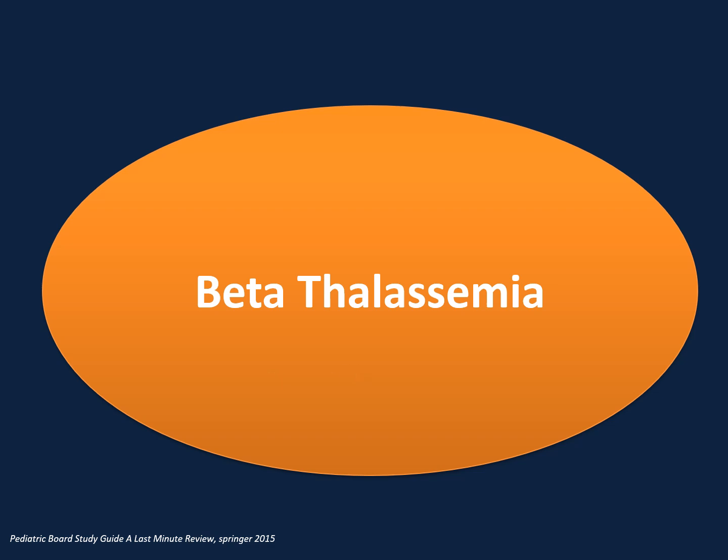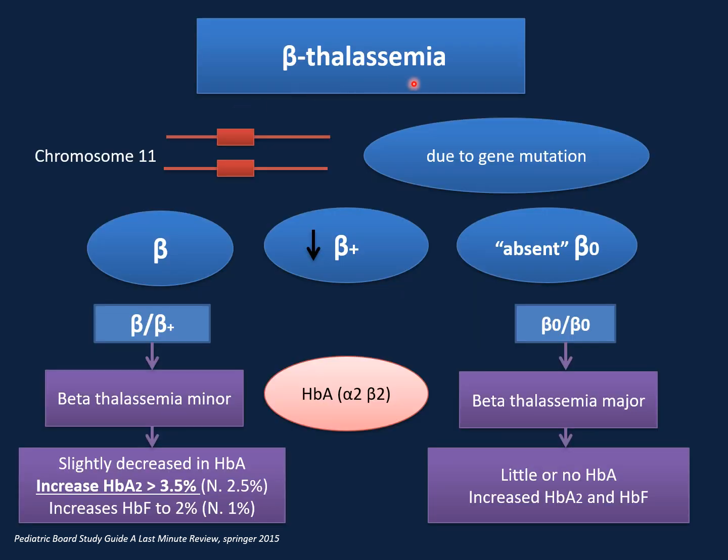Beta thalassemia. How does beta thalassemia develop? A normal healthy individual has one beta globin gene on each chromosome 11, as you see here in this figure. And beta thalassemia develops due to gene mutation. Remember that alpha thalassemia is because of deletion. Most commonly, beta thalassemia is because of mutation, and this will decrease the synthesis of beta globin.